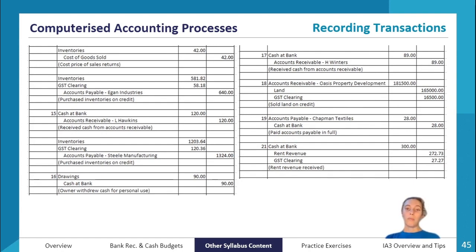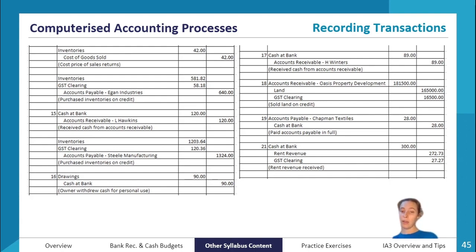We've got the owner withdrawing cash for personal use. So drawings, a way that I like to remember this is we know that drawings needs to be a debit because it starts with DR, and that is our little acronym for debit. So drawings is in our debit, and cash at bank, our asset of cash at bank is going down because money is being withdrawn for personal use away from the business and to the owner. So there's no GST for drawings transactions like this. It's just the two accounts.